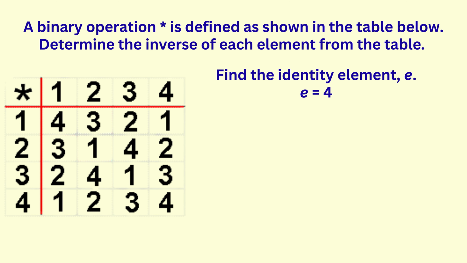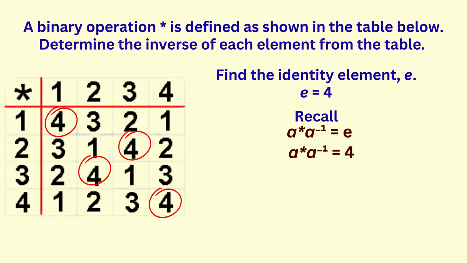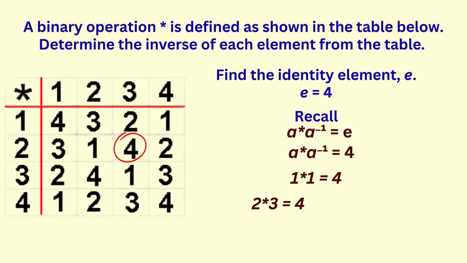To find the inverse element, recall that an element A combined with its inverse should result in the identity element E, which we know is 4. So we simply look at the elements that combine to give 4. 1 star 1 is 4, so the inverse of 1 is 1. 2 star 3 is 4, so the inverse of 2 is 3. Also 3 star 2 is 4, so the inverse of 3 is 2. While 4 star 4 is 4, so the inverse of the identity element 4 is itself, 4.